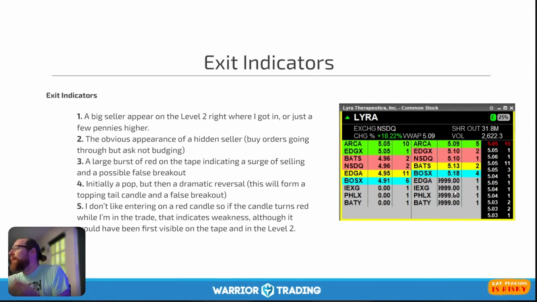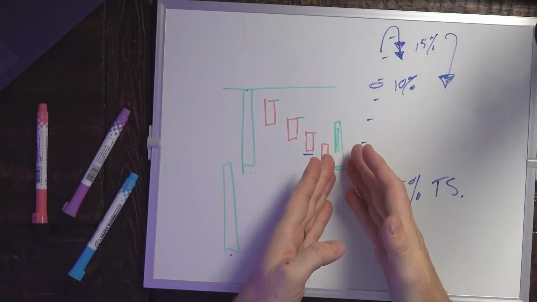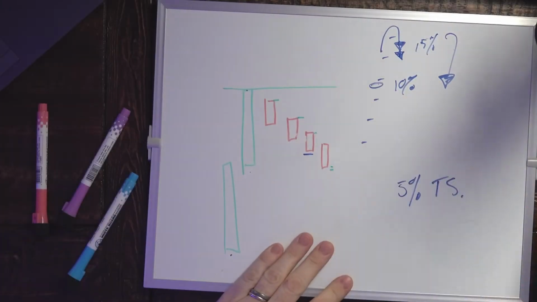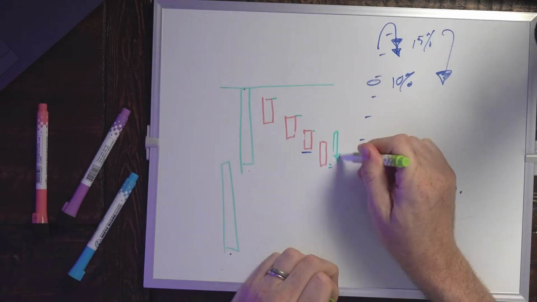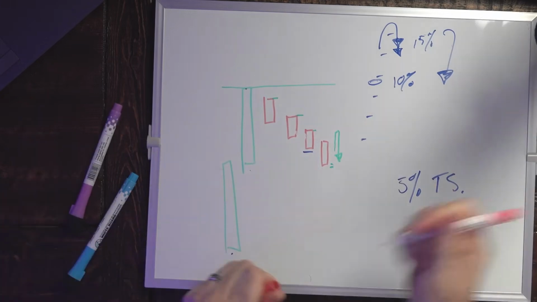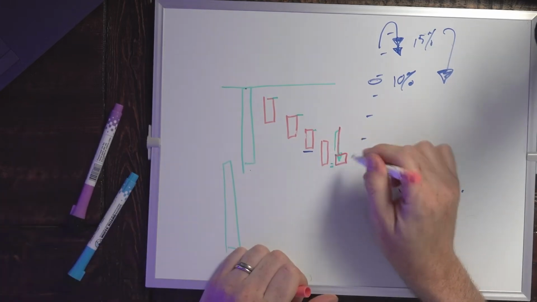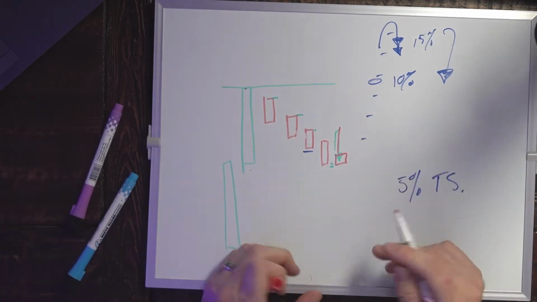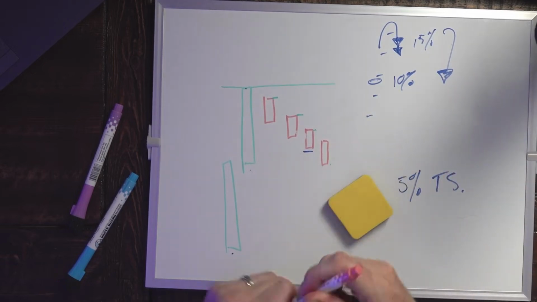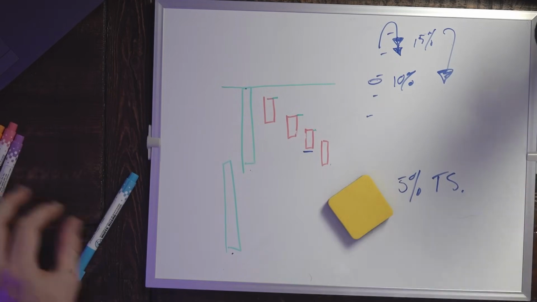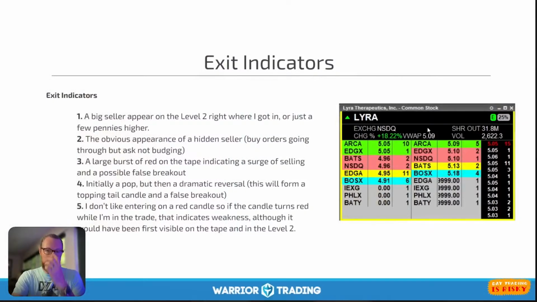And I don't like entering on a red candle, right? My intention is to be entering on a green candle. But if I get in and then all of a sudden, it was going up, but then it reverses and that candle closes red, that's the time to exit because obviously the trade is wrong. And that's okay. Again, like I said, it's not a big deal to be wrong. It's a big deal to not take your losses when they happen.